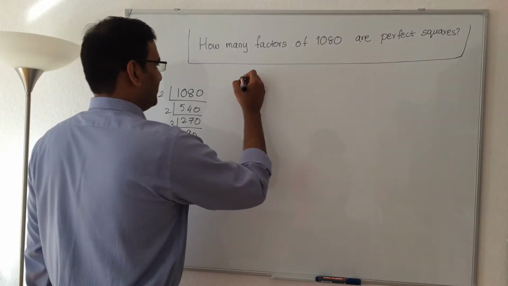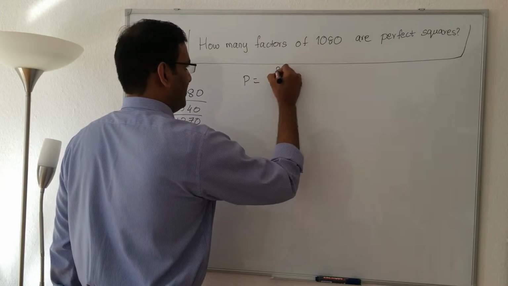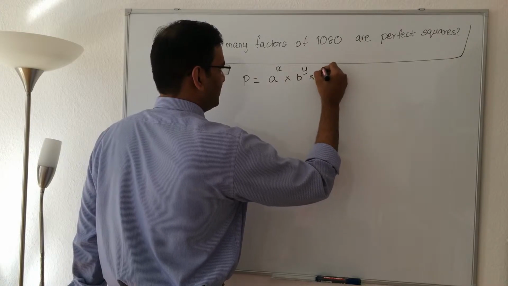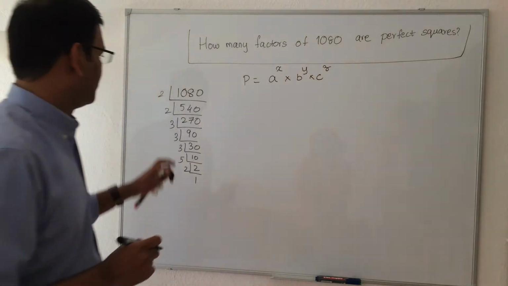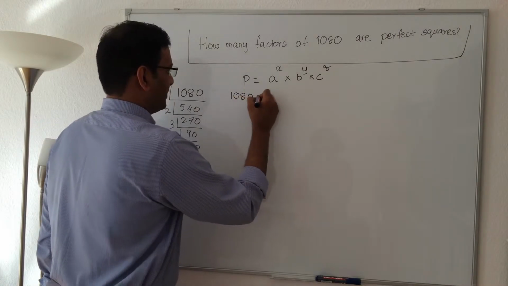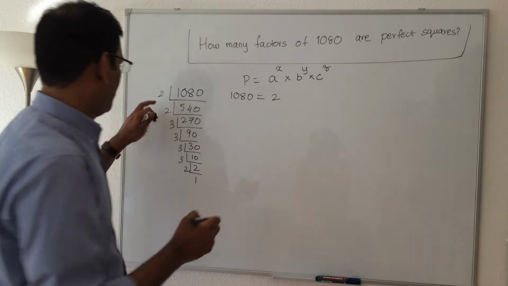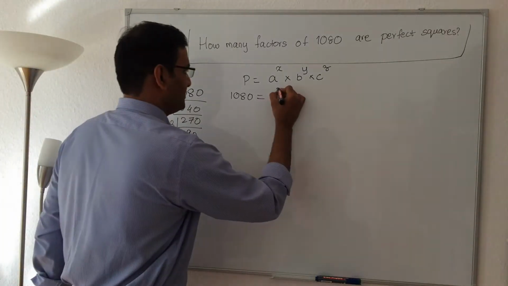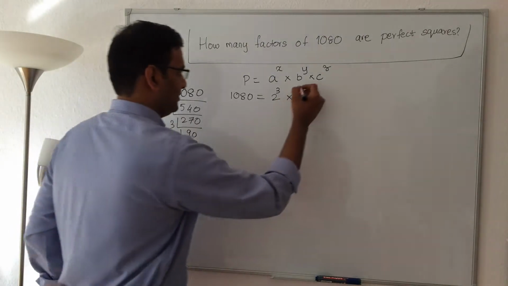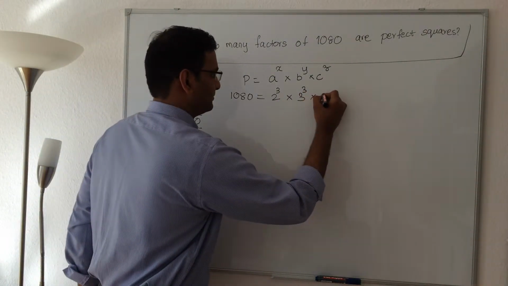We know from the definition earlier that the perfect square should match this criteria: a power x times b power y times c power z. So here p is 1080. This we write as 2 power 3 times 3 power 3 times 5 power 1.